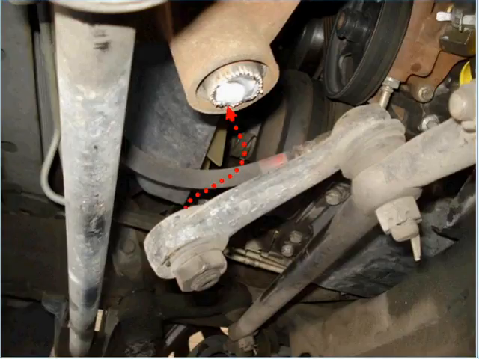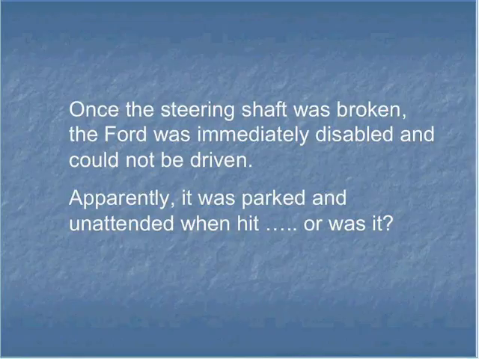Bear with me for one moment here. These two guys, as evidenced by this arrow, used to be connected up, and that's that huge shaft on the bottom of this. So this left front wheel took a massive impact to break off this shaft. The reason I point this out is because once the shaft is broken, the Ford was immediately disabled and could not be driven. So on face value alone, this implies that yes, it was a parked and unattended impact, parked out in front of his house, and somebody hit him, hit and run, took off.